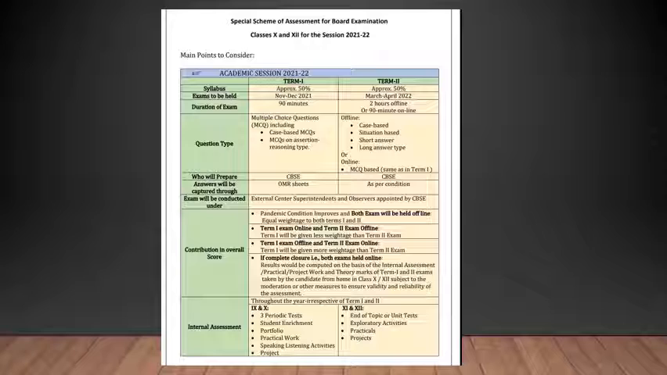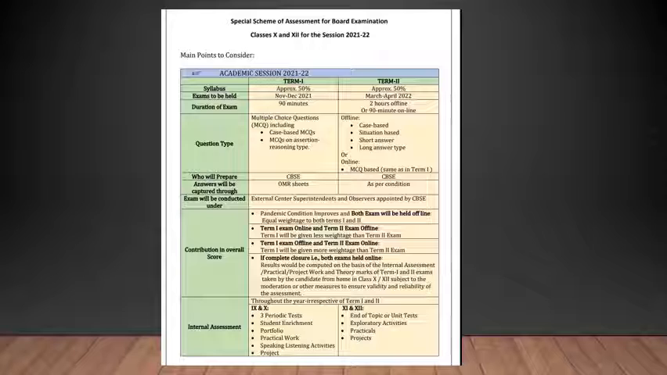Multiple choice questions in the case of term 1 ending examination. So it will be MCQs: case based, and MCQs on assertion reasoning type, which are logical reasoning. They will give a particular case, then case based MCQs will be there. Whereas offline, term 2 will have case based, situation based, short answer, long answer type questions. Comprehension passages will also be there. Or online, MCQ based, same as in term 1.